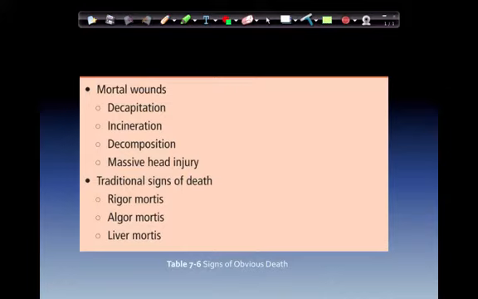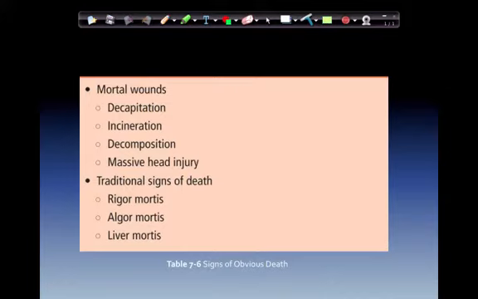These are signs of obvious death: mortal wounds, decapitation, incineration, decomposition, or decomp, massive head injury. Traditional signs of death would be rigor mortis, algor mortis, or liver mortis. Rigor mortis is stiffening of the limbs, occurs in humans at about 3 to 4 hours and reaches its maximum stiffness at about 12. Algor mortis is a reduction in the body temperature following death.